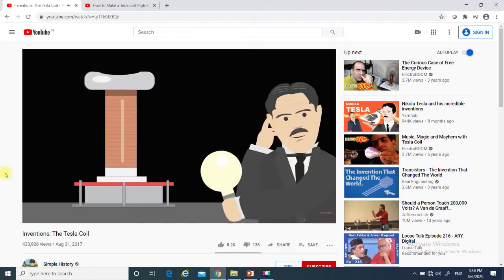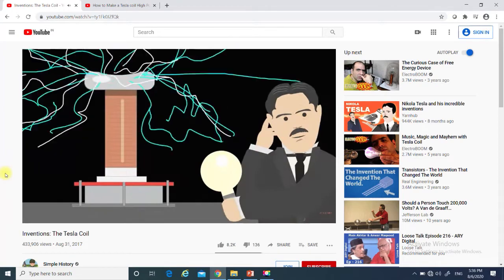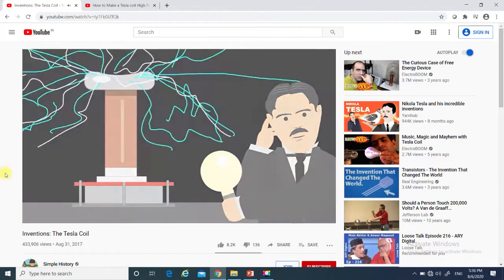In the early 20th century, the Tesla coil would be used for a number of things, including radios, medicine, X-rays, electrotherapy, and for entertainment. But in the present day, the Tesla coil has been replaced by more modern circuitry.